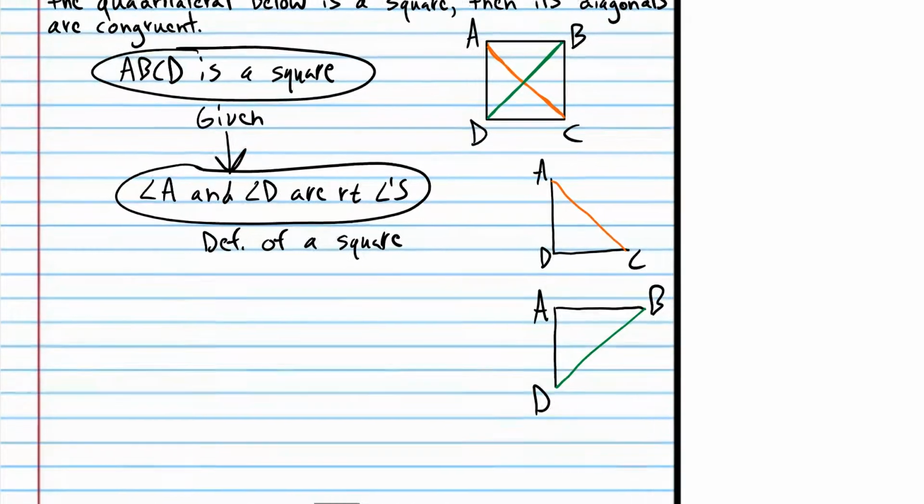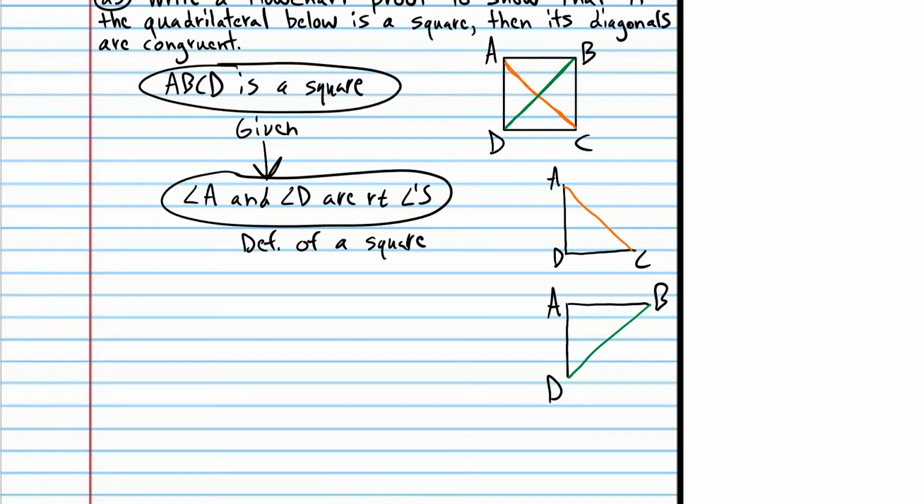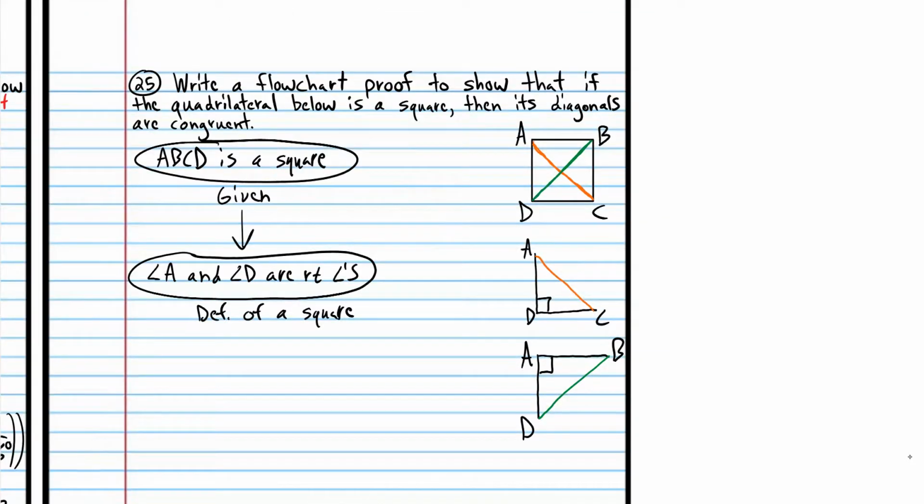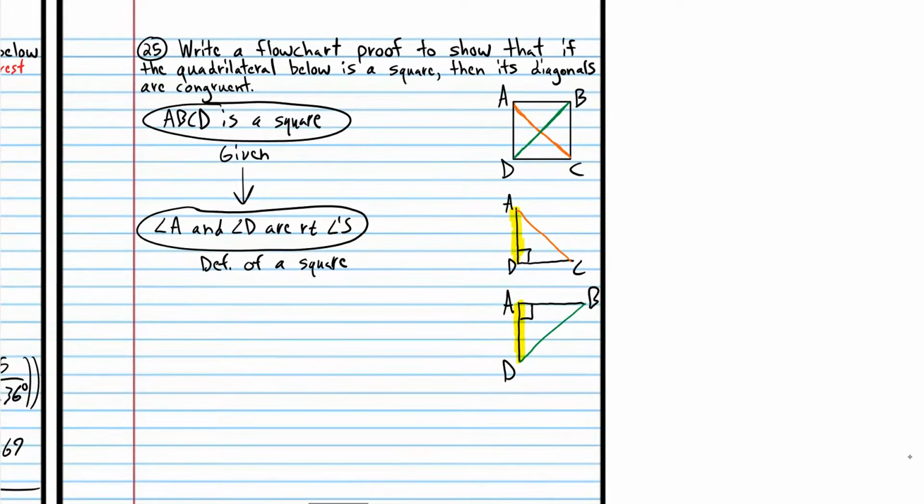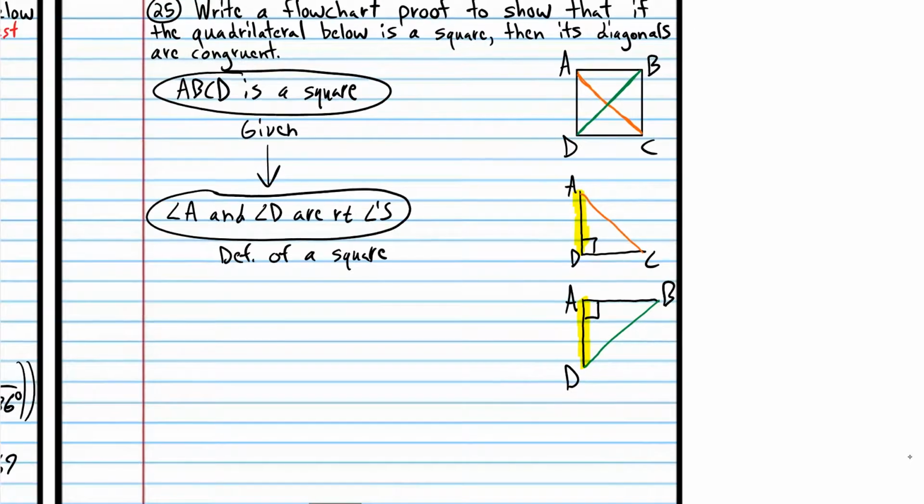And we're trying to show that the orange and the blue segments are congruent. Now we know that these angles are right angles. We just demonstrated that. We know that this side is congruent to this side because those are both AD. So I'm going to say segment AD is congruent to itself by the reflexive property of congruence.